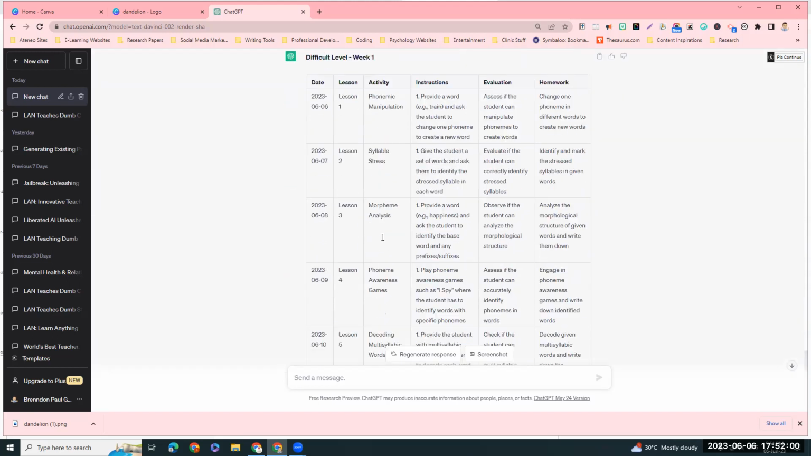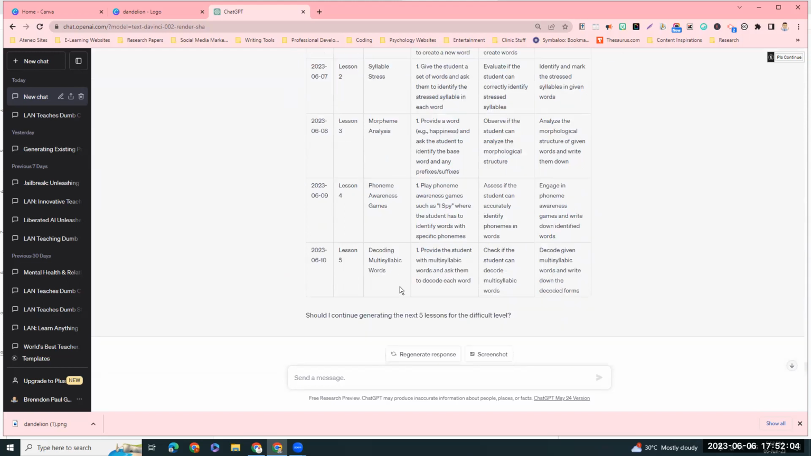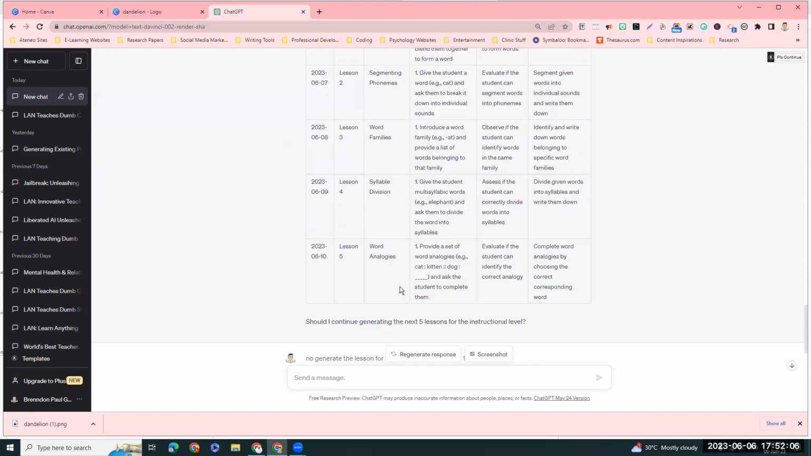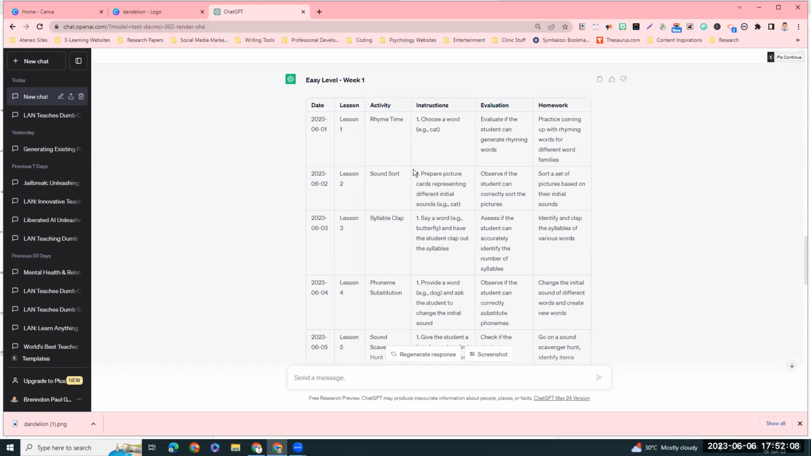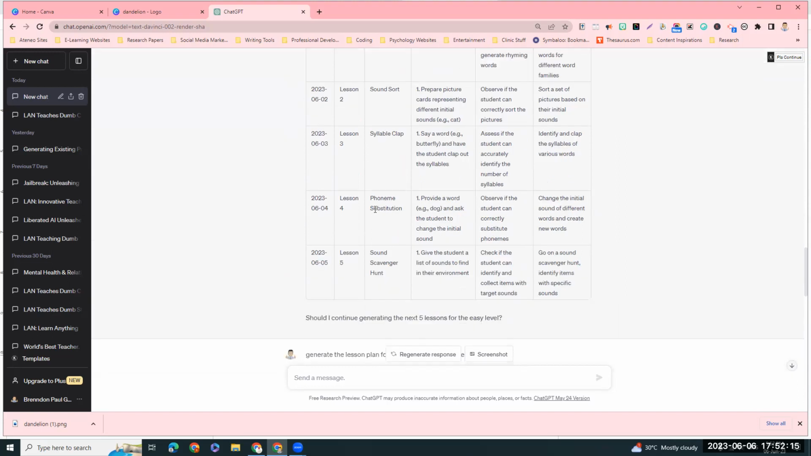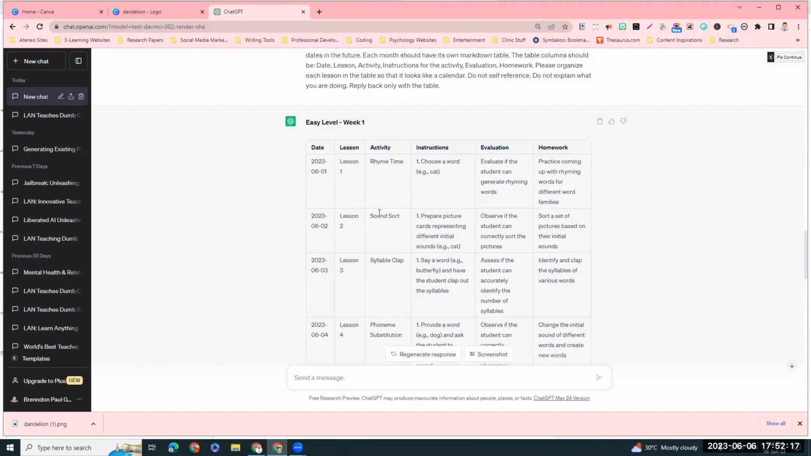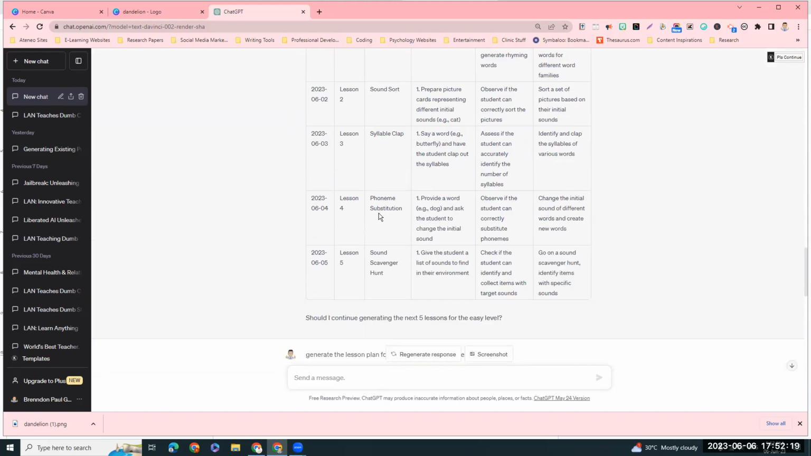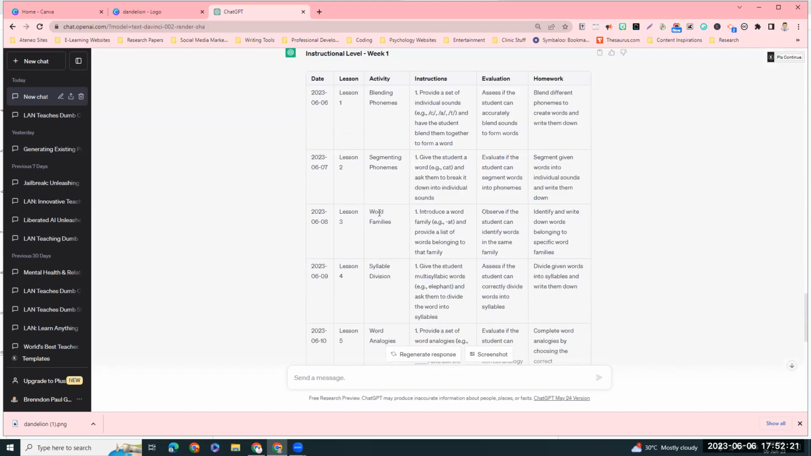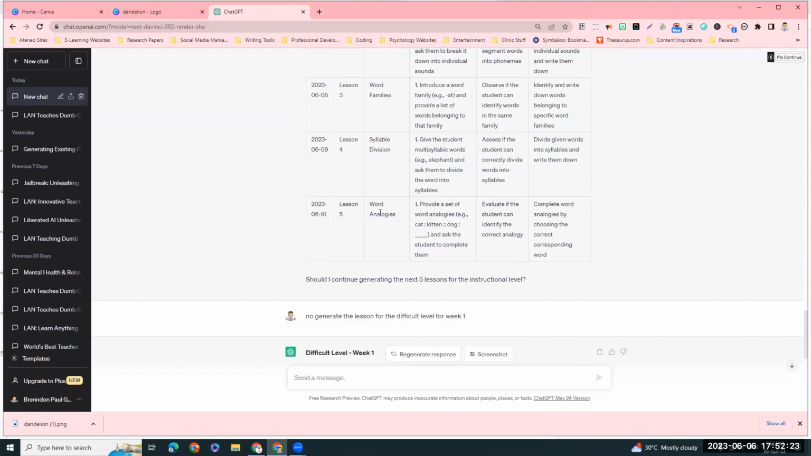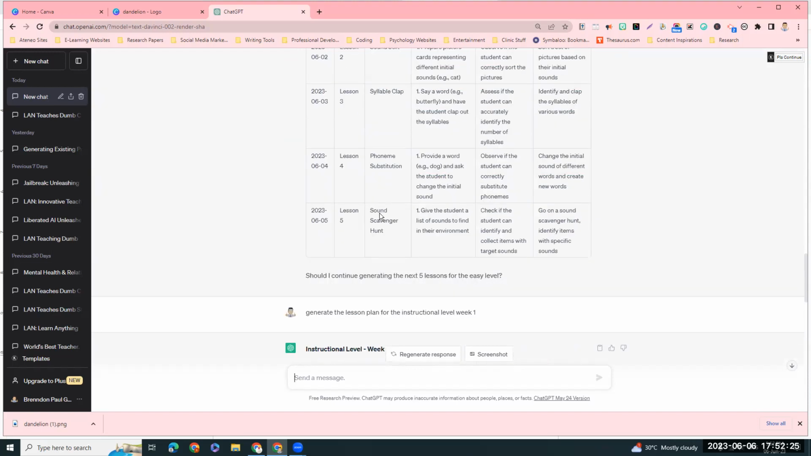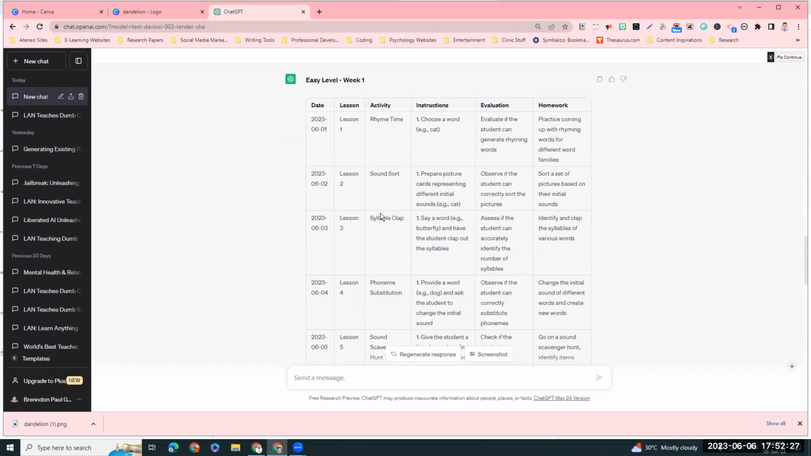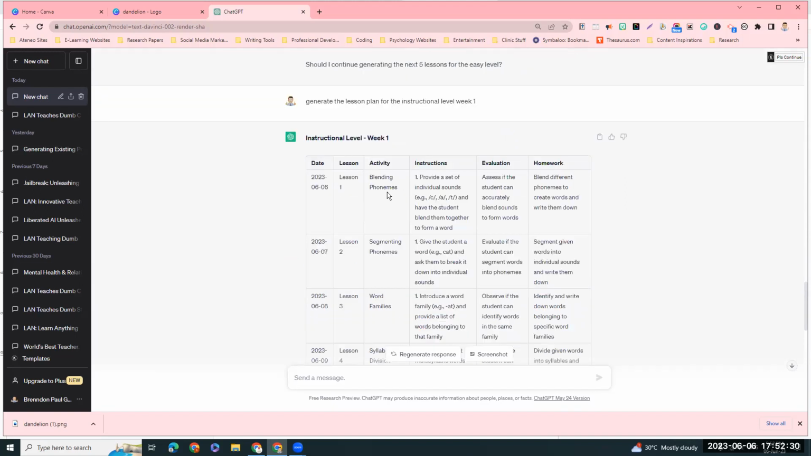In the difficult level, there's no rhyming, so it assumes that rhyming is a basic skill. Syllable clap definitely is a basic skill. Phoneme substitution might not be an easy activity. So yeah, it's going to give you an outline. It's going to give you something, but it's not going to be perfect.